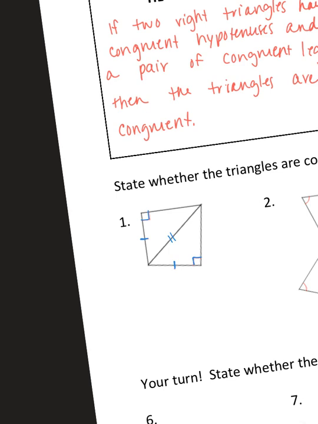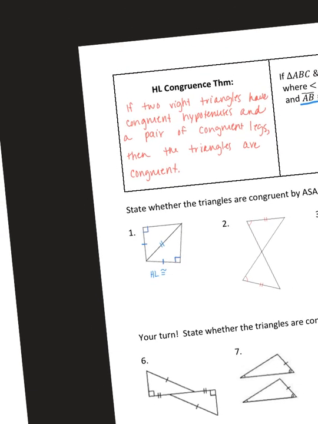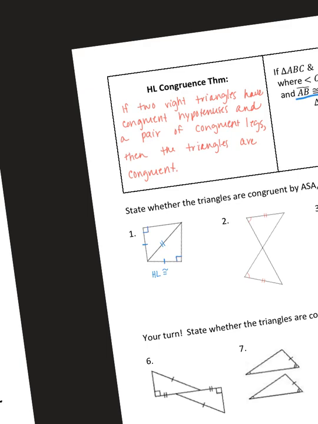Okay, so the hypotenuse is actually one hypotenuse that is shared. That's called the reflexive property. So yes, we have a pair of congruent legs and a pair of congruent hypotenuses. So these triangles are congruent by HL congruence theorem. Okay, HL congruence theorem. All right. Let's take a look at number 2.